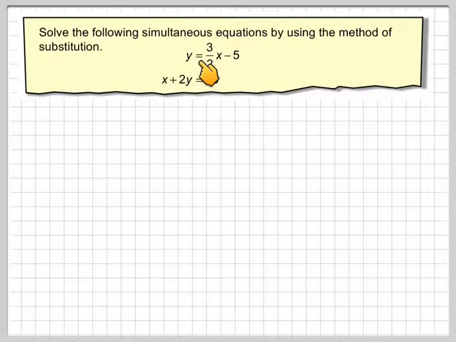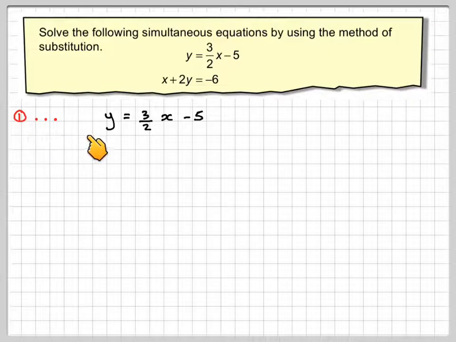We've got y is equal to 3/2 x minus 5 and x plus 2y is equal to minus 6. Now remember, the geometrical meaning of solving simultaneous equations is that you're finding the coordinates of where two lines meet. So writing down the equations, we've got y is equal to 3/2 x minus 5, and we tend to number the equations, so we'll number this equation number 1, and x plus 2y is equal to minus 6, and we'll number that one number 2.